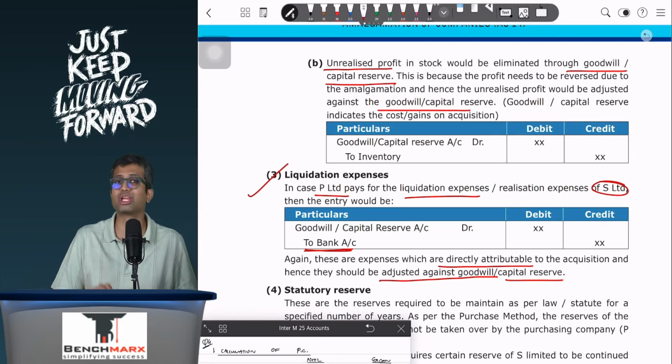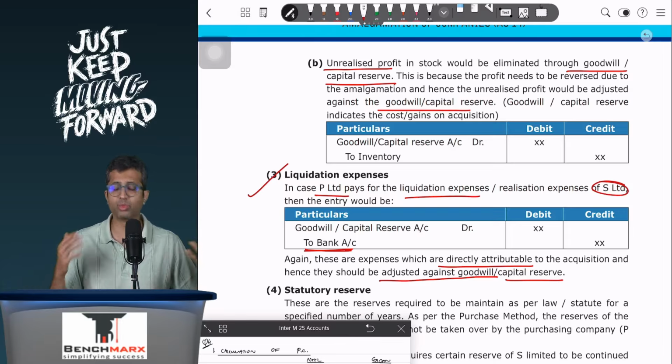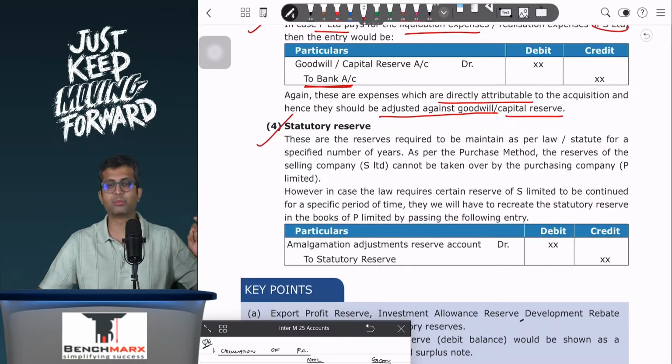But P cannot take over the reserves. So P will separately create a reserve after the acquisition. So you will credit the reserve and debit something. Well, what will you debit? You will debit a special account called the amalgamation adjustment account. So over here, for the statutory reserves, this amalgamation adjustment account is a temporary account which will continue to appear till the time the statutory reserve appears.